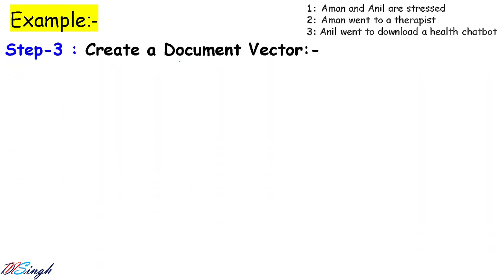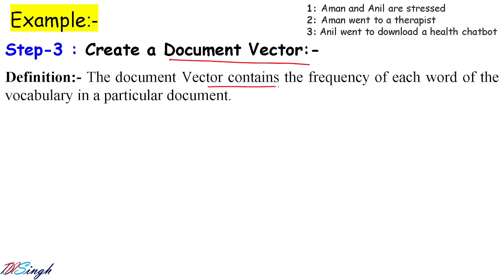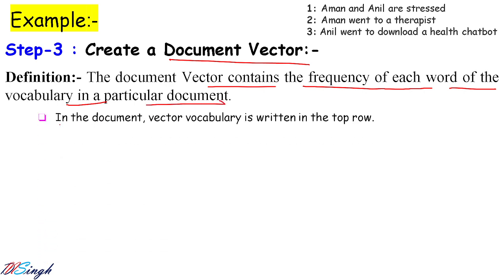Next step, creating a document vector. So what is a document vector? A document vector contains the frequency of each word of the vocabulary in a particular document, and it will be created for all the documents. Let us see next.